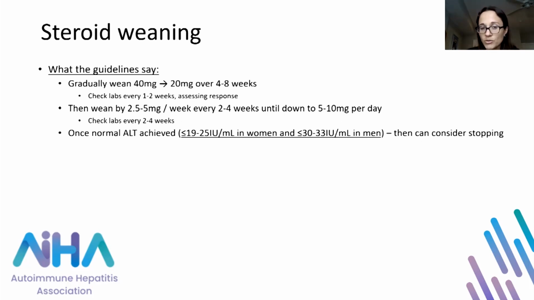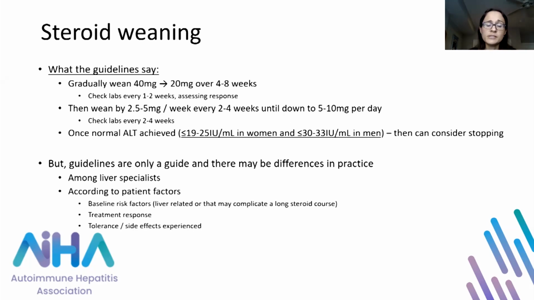Once you reach a normal ALT, so depending on the study and the guideline, that can be an ALT less than around 19 to 25 for women, or less than 30 to 33 for men, then you can consider stopping the steroid. However, it's important to remember that guidelines are really only a guide. And so there may be differences in practice among liver specialists.